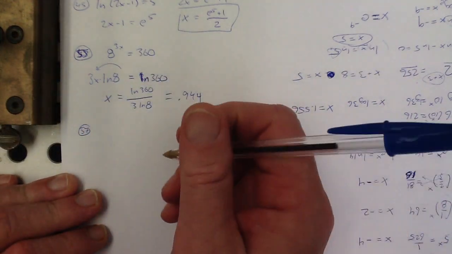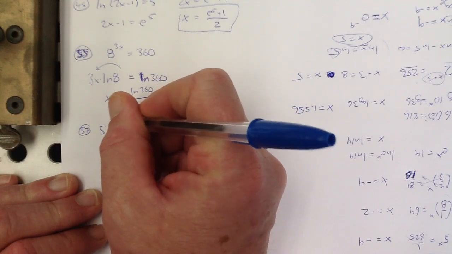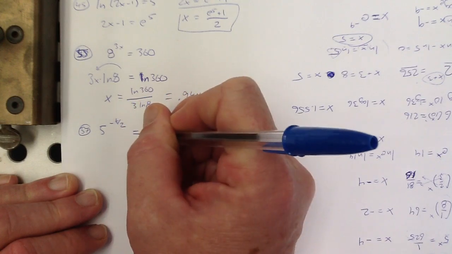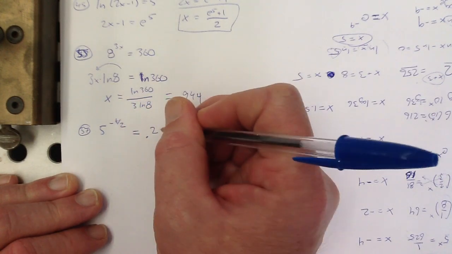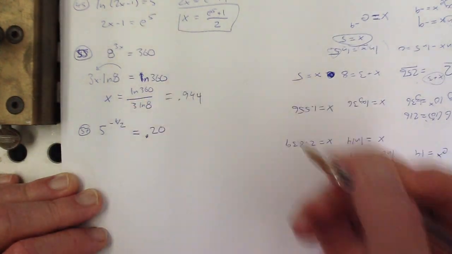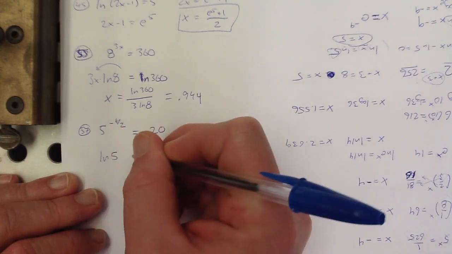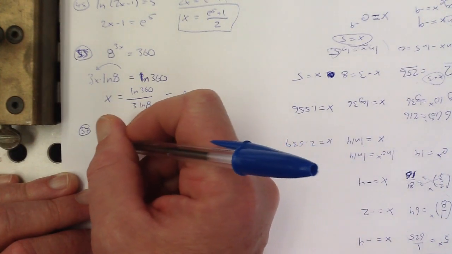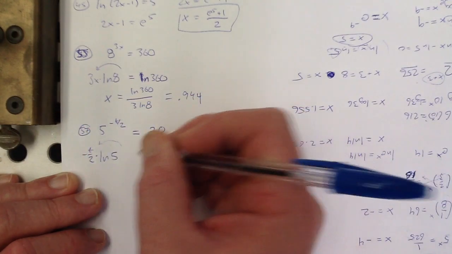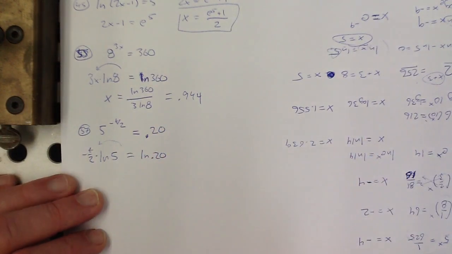Number 57, 5 to the negative t over 2 is equal to 0.20. All right. So I could natural log both sides, natural log 5. And the reason that I do that is because that means the exponent can come out to the front. Negative t over 2 is equal to the natural log of 0.20.